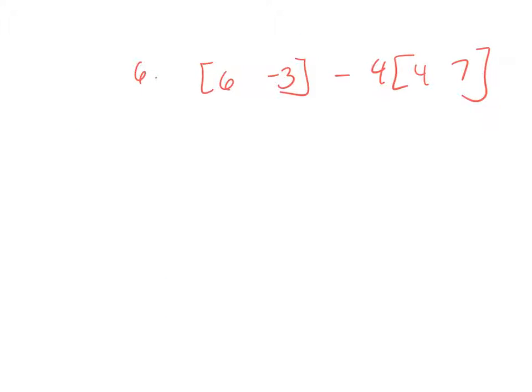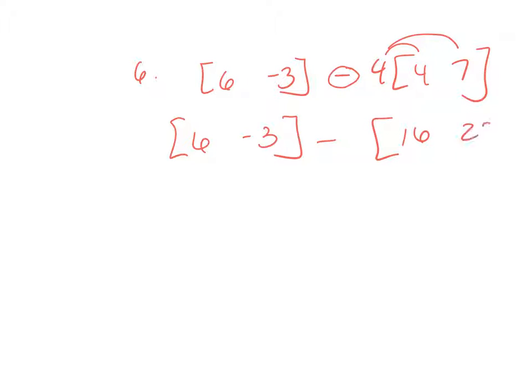So on number 6, this sign here can only be used once. And I'm going to leave this as a minus and then just deal with this 4 as a positive 4. So before you can subtract, you have 6, negative 3. You FOIL in that 4, minus, and then 16, 28. Does everybody see what I did? I multiplied 4 by 4 and 4 by 7. And now you subtract. So 6 minus 16 is negative 10. And negative 3 minus 28 is negative 31.